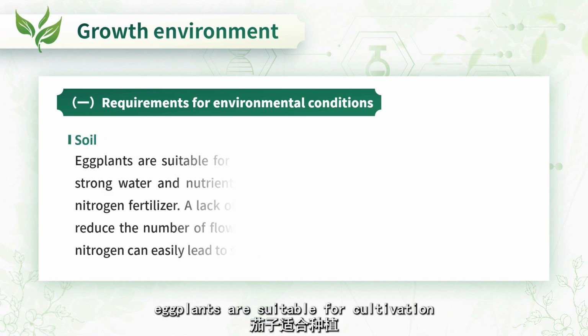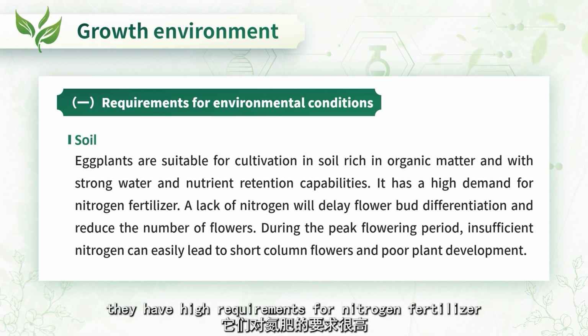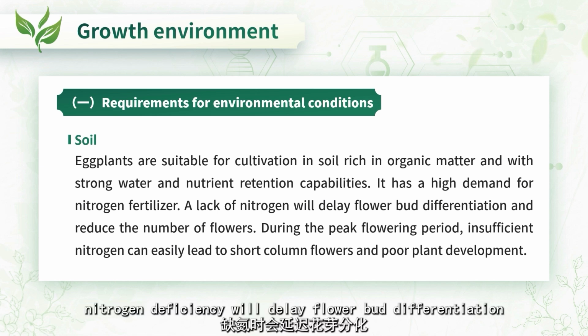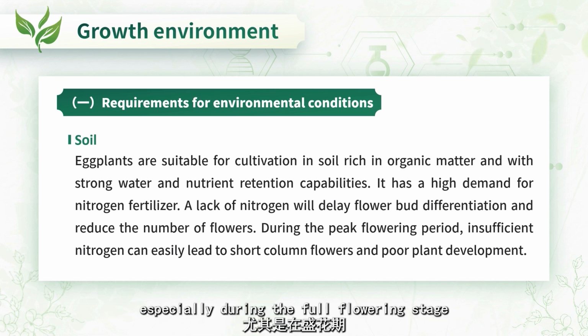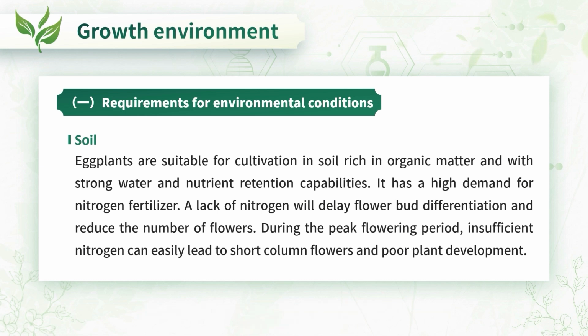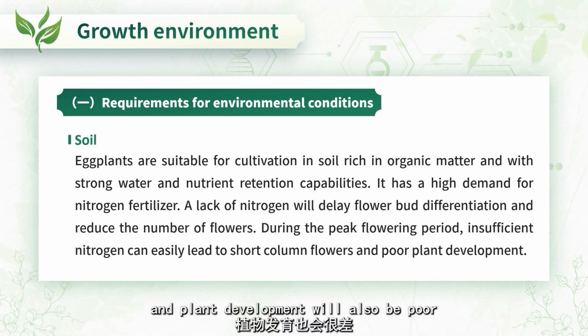Soil. Eggplants are suitable for cultivation in soils rich in organic matter and with strong water and fertilizer retention capabilities. They have high requirements for nitrogen fertilizer. Nitrogen deficiency will delay flower bud differentiation, and the number of flowers will significantly decrease, especially during the full flowering stage. If nitrogen is insufficient, the number of short-style flowers will increase, and plant development will also be poor.